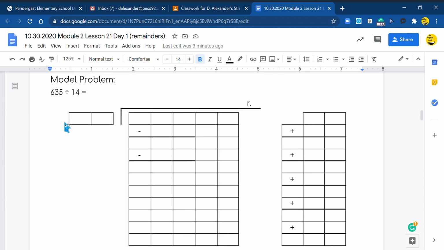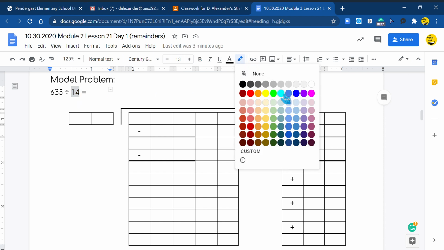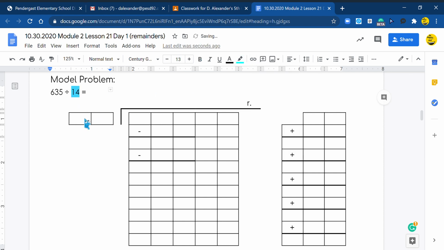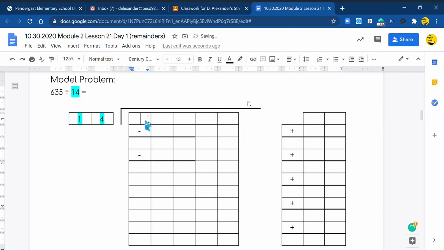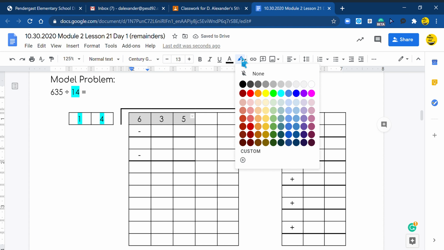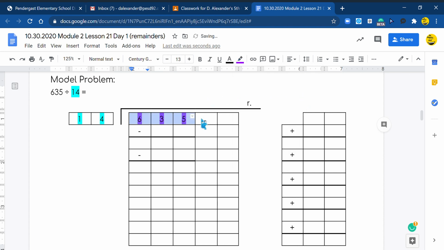So here I go. I am going to go ahead and highlight my divisor. And I'm going to use this color for my divisor the entire time. Now I'm going to put my dividend in its place, and I'm going to highlight it a color. Let's do purple. Okay, so now that we've done that, I'm going to come over here and do my divisor.